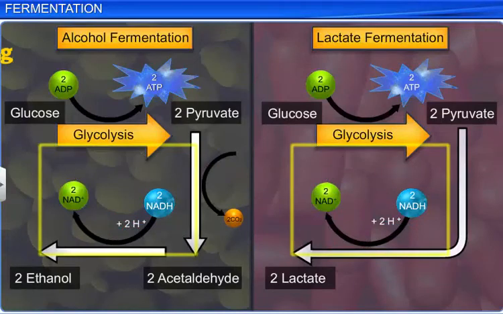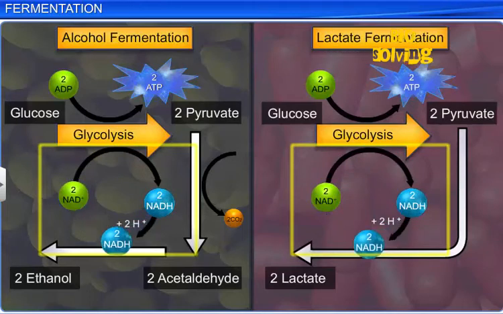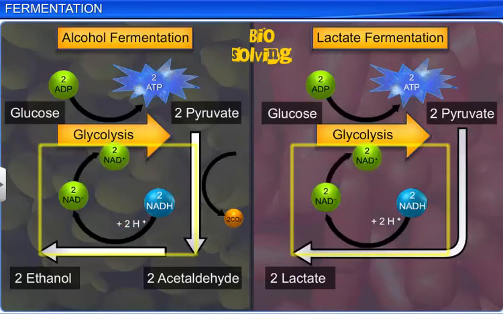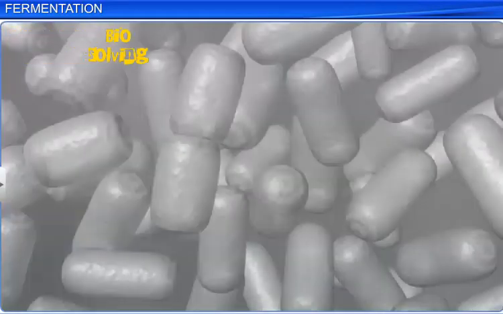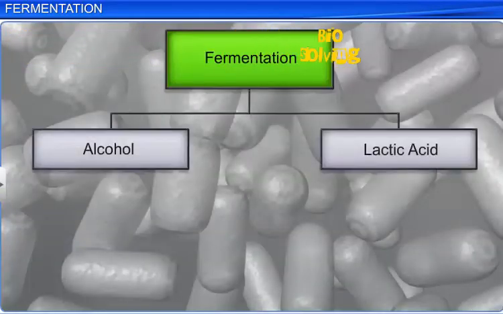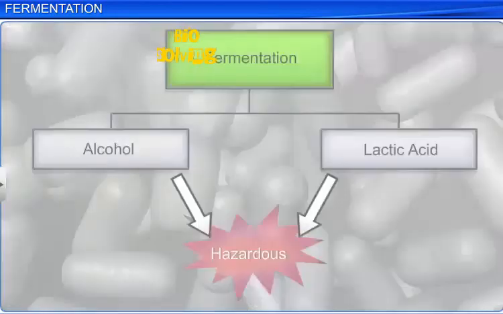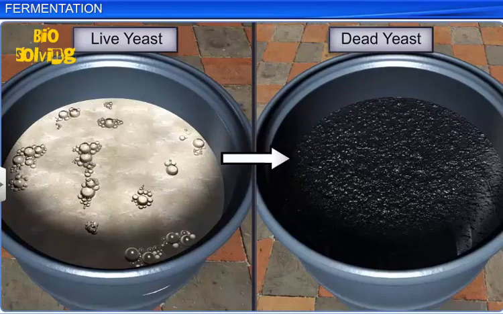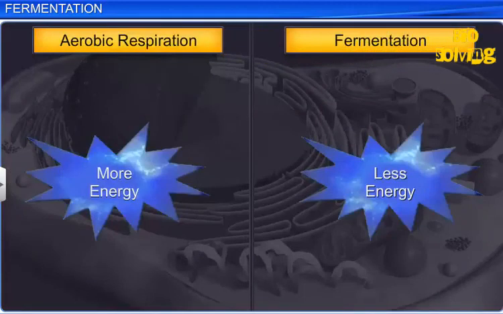In anaerobic respiration, the NADH formed is reoxidized. Thus, the synthesis of ATP from NADH molecules similar to aerobic respiration is also not possible. Also, the products formed are either alcohol or lactic acid, which is hazardous in nature. In fact, yeast is poisoned to death when the concentration of alcohol reaches 14%. Thus, we can conclude that fermentation releases less energy than the process followed in the presence of oxygen.